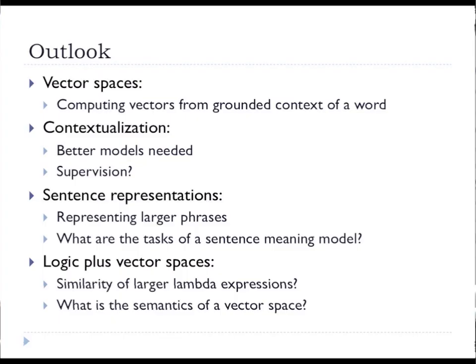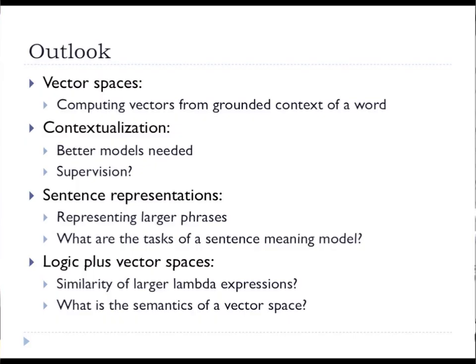And there's a lot to be done. So for the contextualization, as you can see, better models are really needed. Maybe using supervision, given that current models are somewhat comparable to unsupervised word synthesis immigration. Sentence representations. Representing larger phrases is still a big problem, and we need to think about what the tasks are for a semantic model, what we want it to do.